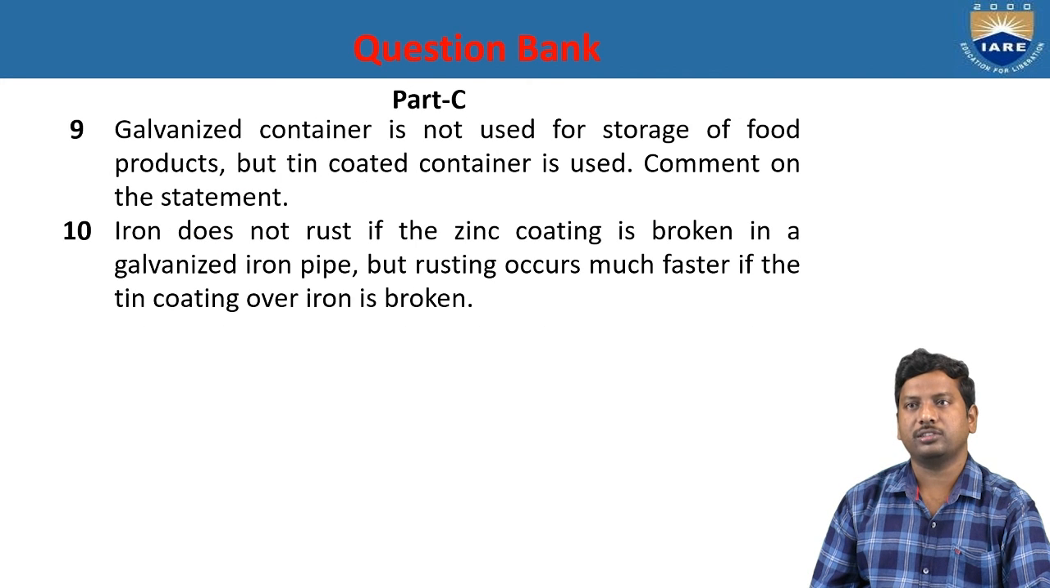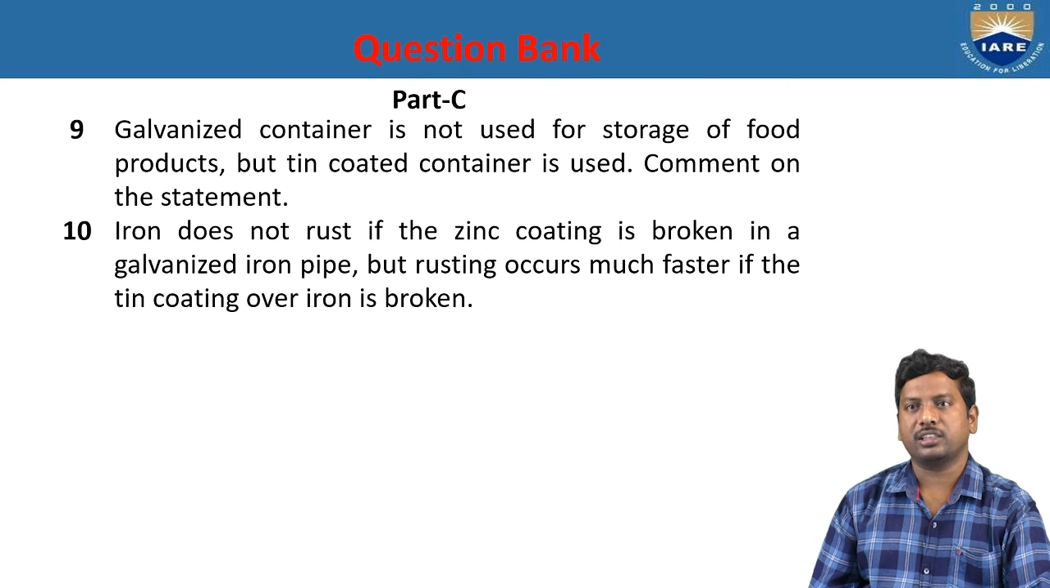Galvanized containers are not used for the storage of food products, but tin coated containers are used. Comment on this statement. So generally, galvanization means zinc is coated on the base metal of iron. It is toxic in nature. So that's why it cannot be used for food utensils. Whereas in the case of tinning, tin is coated on the base metal of iron. It is purely non-toxic. So that's why this is used for food products.